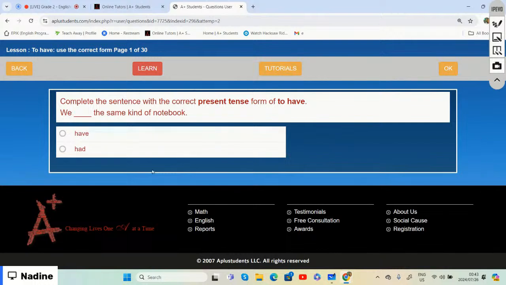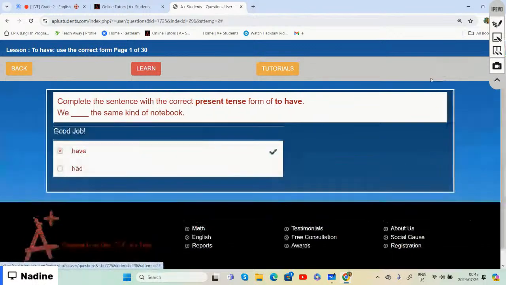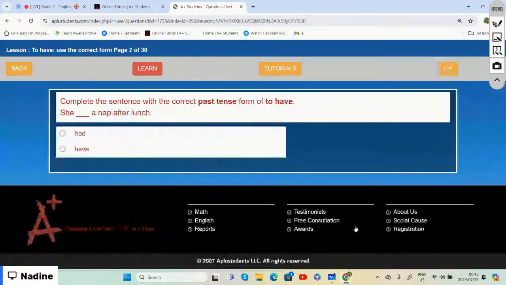All right, so if it's in the present tense, then we can say we have the same kind of notebook, or do we say we had the same kind of notebook? Then we'll go with option one, because option two is had. It means they already have it.